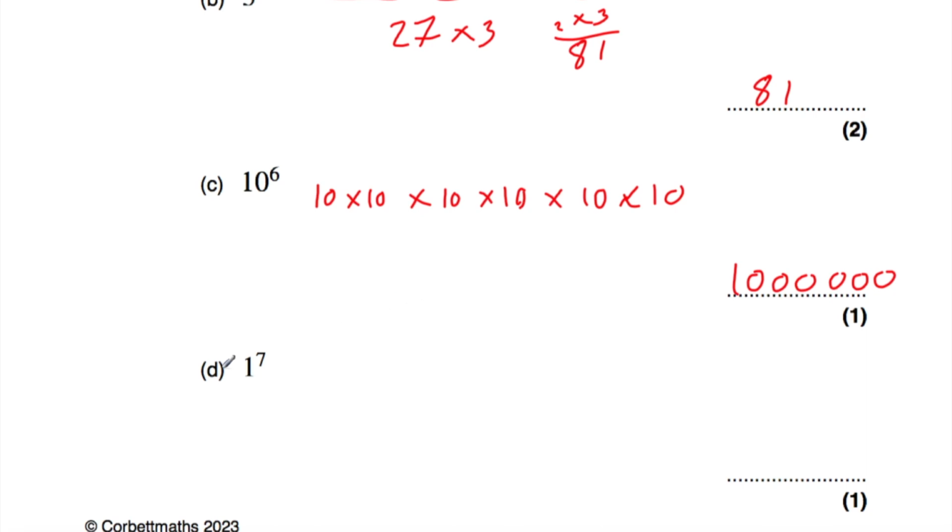Okay, and this one, part D, this one's quite nice. We've got 1 to the power of 7, so we've got 1 times 1 times 1 times 1 times 1 times 1, and you'll see in a minute, I don't actually know why I'm writing this down. 1, 2, 3, 4, 5, 6, 7. Let's just check that. 1, 2, 3, 4, 5, 6, 7. So we've got 1 times 1 times 1 times 1 times 1 and so on. Well, 1 times 1 is 1 times 1 is 1 times 1 is 1 times 1 is 1 and so on. So the answer is just 1. So 1 to the power of 7 is equal to 1.